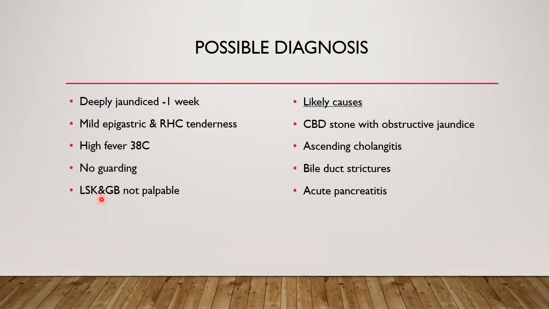A 41-year-old female patient with a 1 week history of jaundice and fever, and now she has been confirmed to have fever and mild tenderness in the right hypochondrium. Likely causes will be common bile duct stone, choledocholithiasis, with obstructive jaundice, ascending cholangitis, bile duct stricture, and acute pancreatitis. Okay, these are the 4 likely causes that we can entertain after analyzing the history and the physical findings.